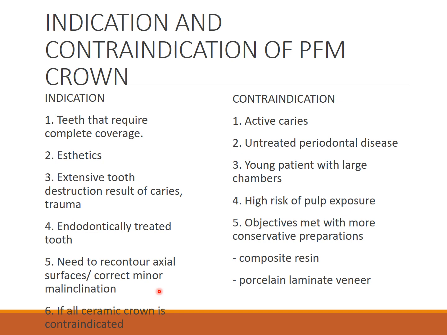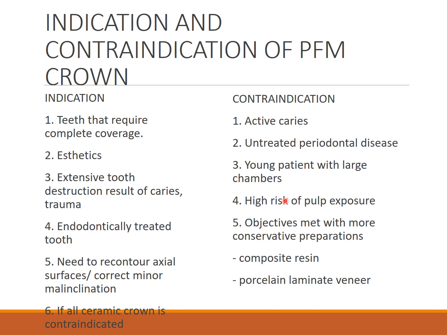The last one is if full ceramic crowns are not indicated, meaning they are contraindicated. Coming to the contraindications, if there are active caries, these cannot be done. Untreated periodontal disease, in unstable periodontal status, crowns and FPD are questionable, cannot be done. In young patients with large pulp chambers, there is high risk of pulp exposure, so of course it cannot be done.